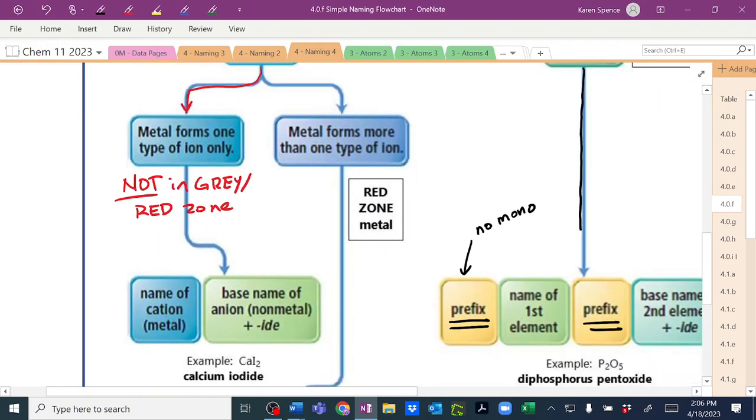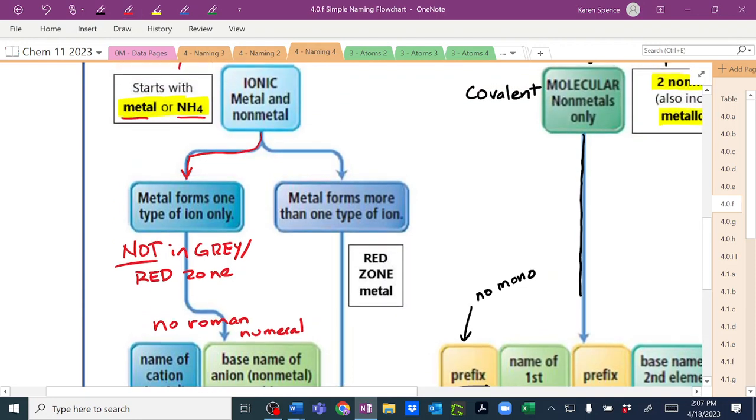And these ones, is there anything about Roman numerals here? Do you see anything about Roman numerals? No. So these ones, there are no Roman numerals. Just name the cation, name the anion, change the ending to "-ide".